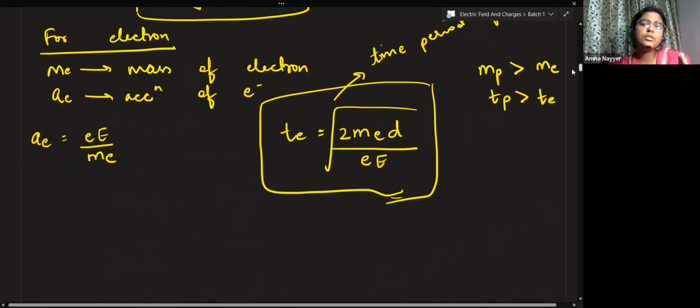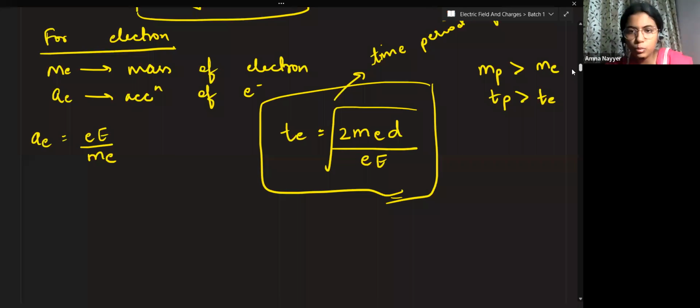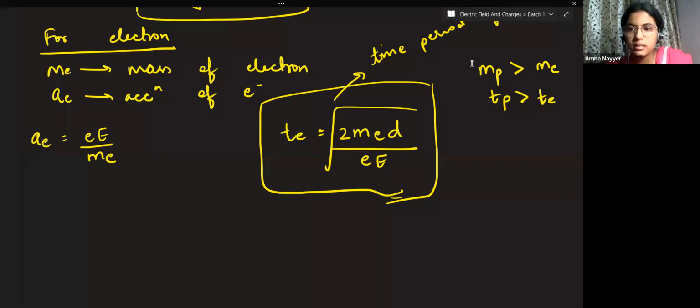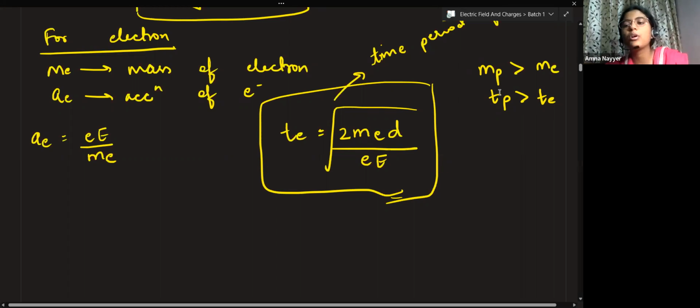And if you are asked to compare the time period between the two, between the proton's time period and the electron's time period, then what do you do? See, all the things are same for both of them. It means time period is dependent on the mass. And we know mass of proton is greater than the mass of electron. So time period of proton will be greater than time period of electron. This is how you solve these kind of questions.